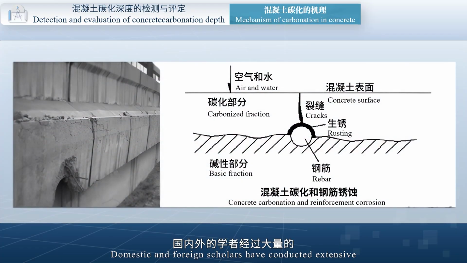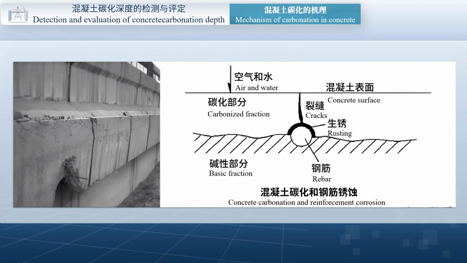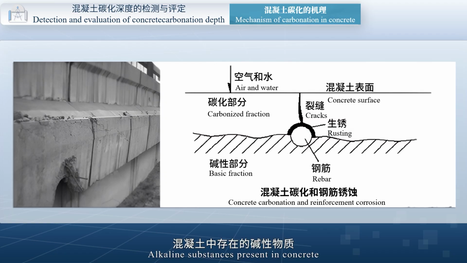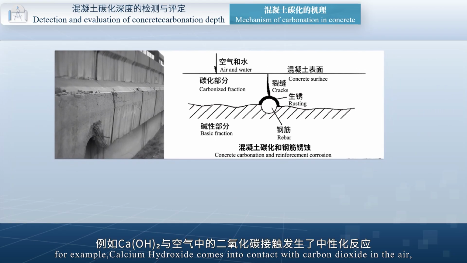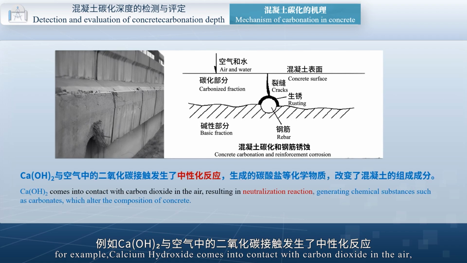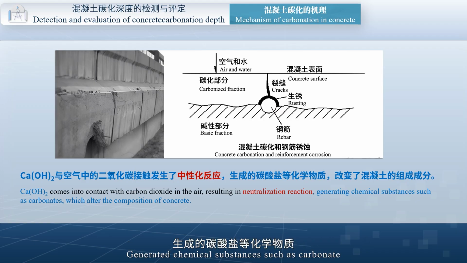Domestic and foreign scholars have conducted extensive experimental research and theoretical analysis. They summarized that the main cause of concrete carbonation is alkaline substances present in concrete. For example, calcium hydroxide comes into contact with carbon dioxide in the air, resulting in a neutralization reaction. Generated chemical substances, such as carbonate, altered the composition of the concrete.